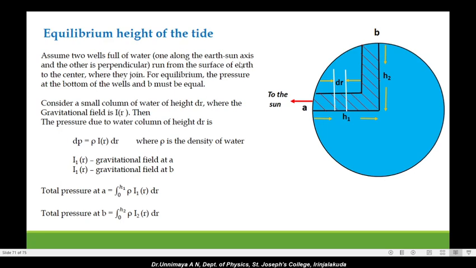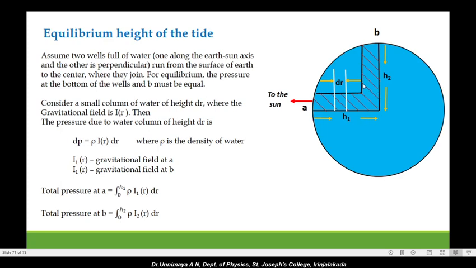Run from the surface of Earth to the center, and at the center they join. So consider 2 wells full of water run from the surface of Earth to the center where they join. For equilibrium, രണ്ട് വെൽസ് നമ്മൾ ജോയിൻ ചെയ്യാണ്, വെൽസ് കൺസിഡർ ചെയ്യാണ് ഫുൾ ഓഫ് വാട്ടർ. അത് എർത്തിന്റെ സെന്ററിലേക്കാണ് വരുന്നത്. ആ സെന്ററിൽ വെച്ച് 2 വെൽസും ജോയിൻ ചെയ്യുന്നുണ്ട്.